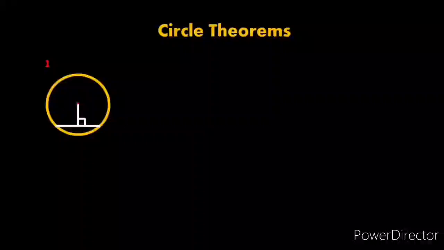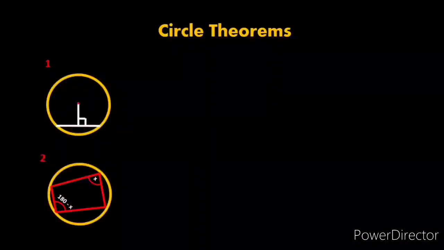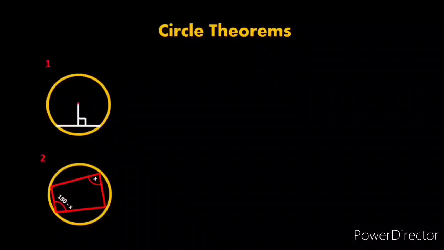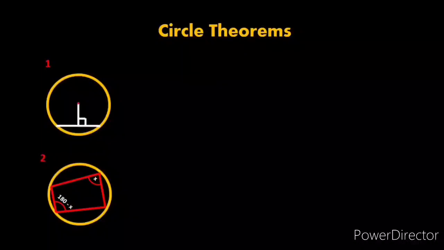We now need to know our circle theorems, as this is very important to answer a circle theorem question correctly in an exam. We have 6 circle theorems. The first one states the perpendicular from the chord to the center of the circle bisects the chord. Number 2. Opposite angles of a cyclic quadrilateral add up to 180 degrees. A cyclic quadrilateral is a quadrilateral that has all of its vertices on the circle.